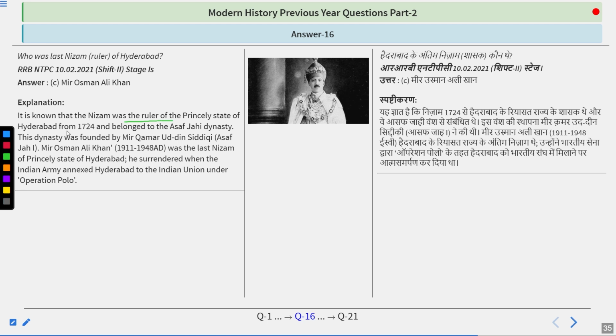The Nizam was the ruler of the princely state of Hyderabad from 1724 and belonged to the Asaf Jahi dynasty. This dynasty was founded by Mir Qamar-ud-Din Siddiqui, Asaf Jah I. Mir Usman Ali Khan, 1911 to 1948, was the last Nizam of the princely state of Hyderabad. He surrendered when the Indian army annexed Hyderabad to the Indian Union under Operation Polo. So the answer is Mir Usman Ali Khan. And this was done by the first home minister of our country, Sardar Vallabhbhai Patel.